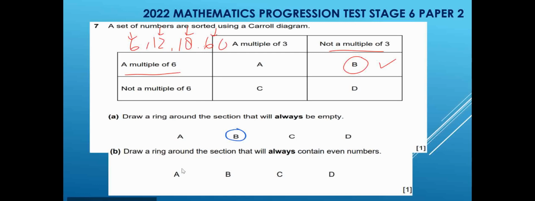Question 7B. Draw a ring around a section that will always contain an even number. 10 seconds from now. 10, 9, 8, 7, 6, 5, 4, 3, 2, 1. Alright, let's open the answer. It's A, that always contains an even number. Let's see how it works.